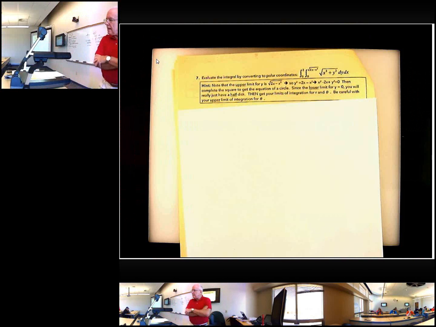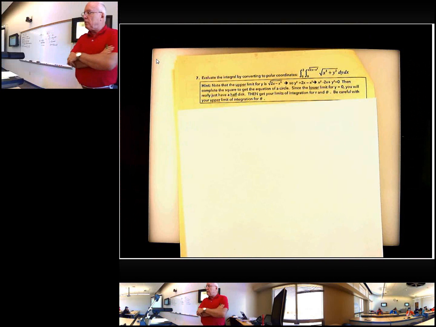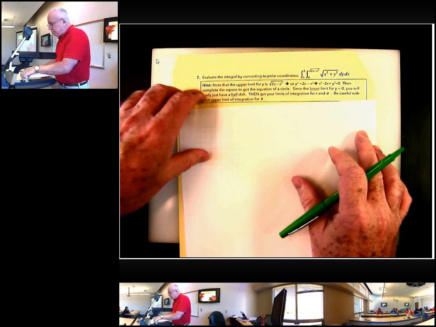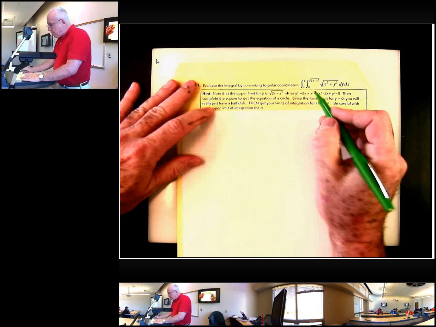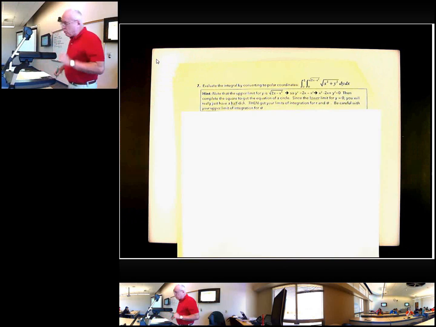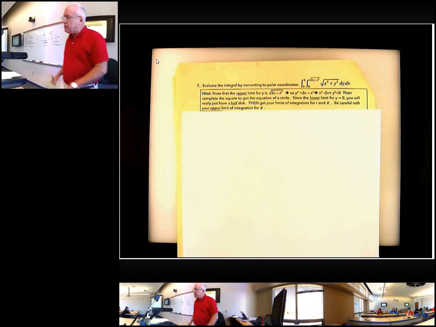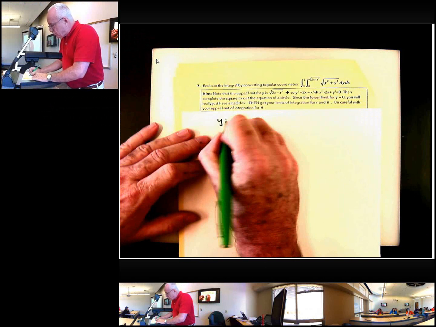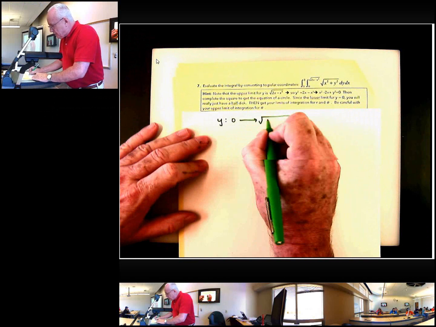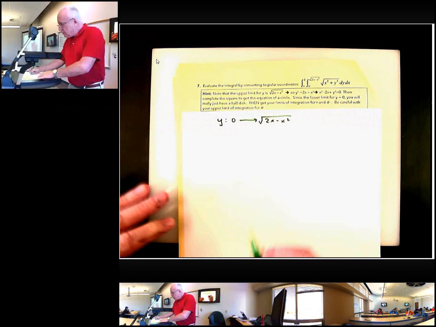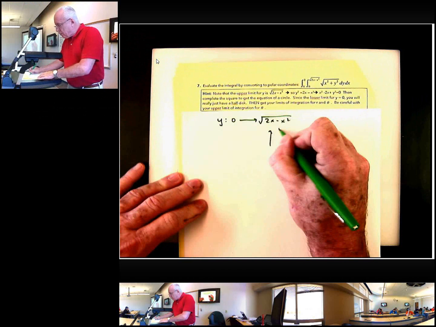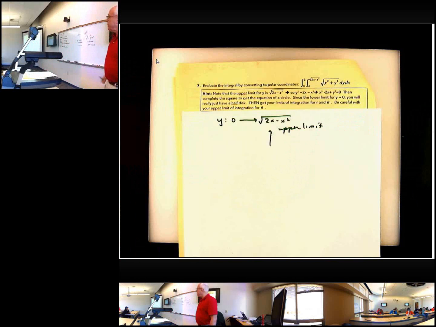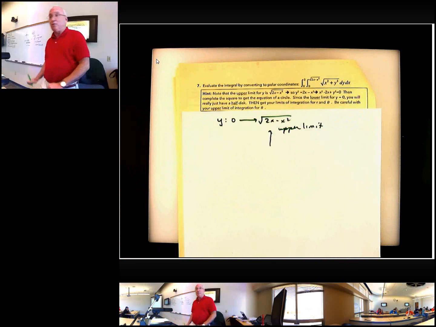So it's asking us to evaluate this double integral by going to polar coordinates, and I do give you a couple of hints here. The y limits are from 0 to the square root of 2x minus x squared. So let's look at this. This is our upper limit for y. Let's check this out and see what more information we can get from this.